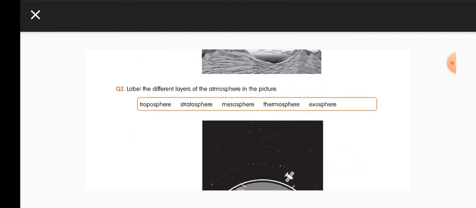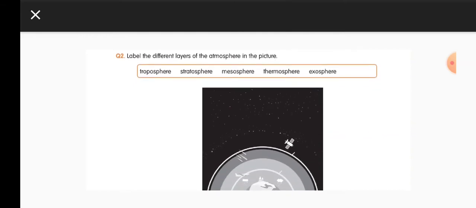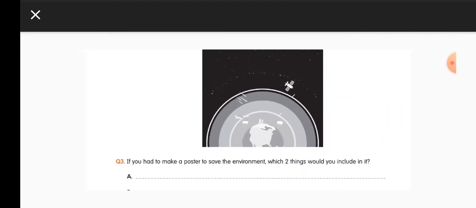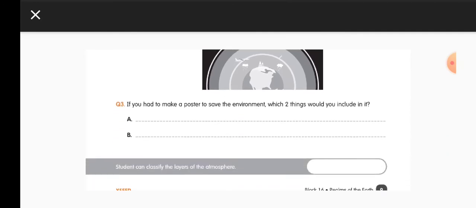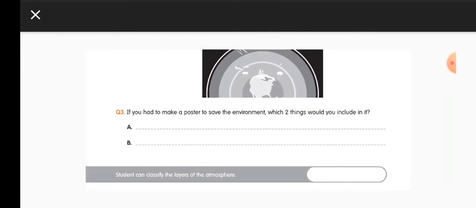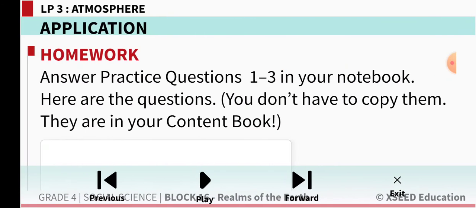Now second question, label the different layers of the atmosphere in the picture. Troposphere, stratosphere, mesosphere, thermosphere, exosphere. So look at this picture and you label them. Always if you have a doubt, refer to the pictures given in the content book. Third question, if you had to make a poster to save the environment, which two things would you include in it? Okay, reduce pollution is one thing, A. B, plant more trees.